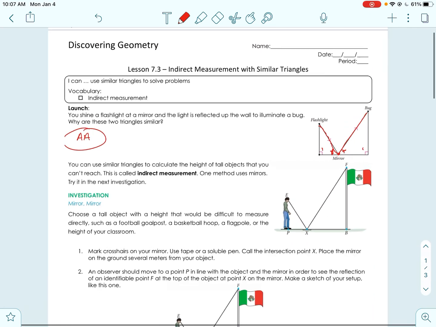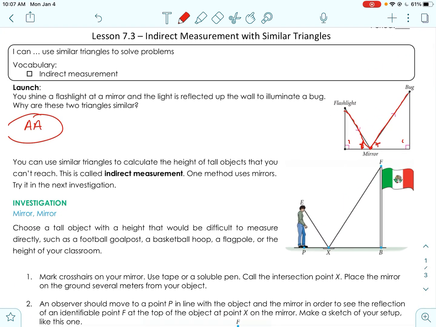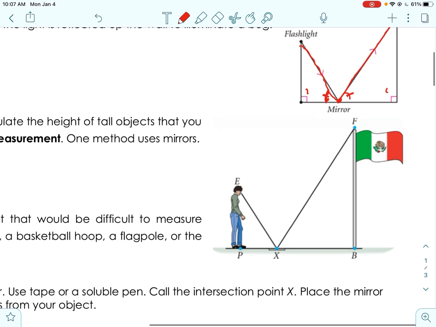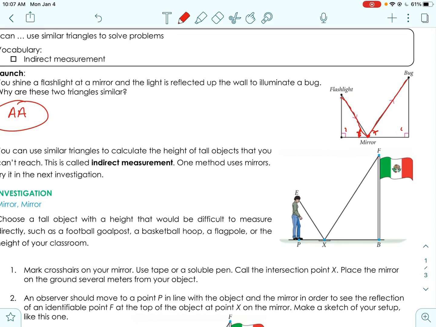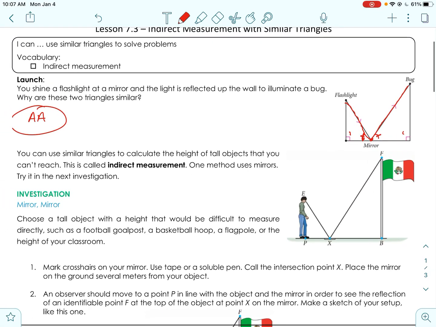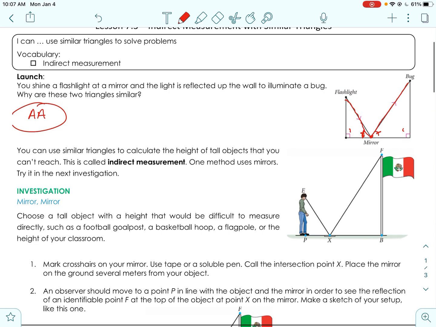Now, what we're going to look at today is how we can use similar triangles to calculate the height of tall objects that we cannot reach. For instance, in this picture over here, how could we use the idea of similar triangles to calculate the height of this flagpole? This method is called using indirect measurement. And so we're going to take a look at two of the methods of indirect measurement that we can use to calculate the height of very tall objects.